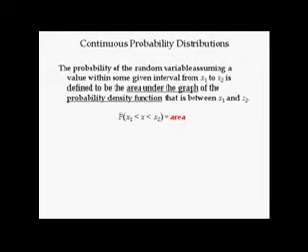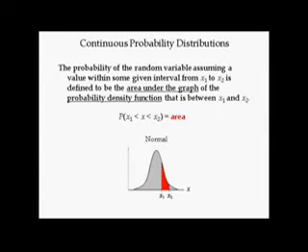Using statistics notation, write the above as the following. For the uniform distribution, the probability of being between x1 and x2 is the area of the red rectangle. To find this area, we multiply the height by the width, which is x2 minus x1.